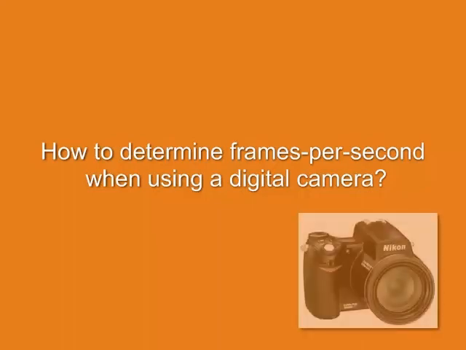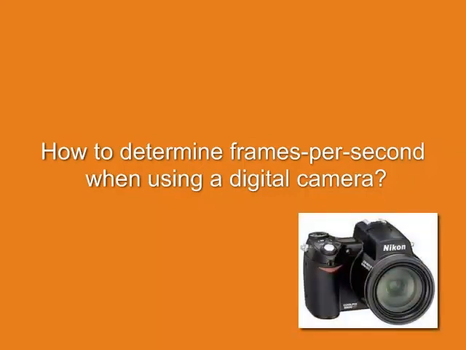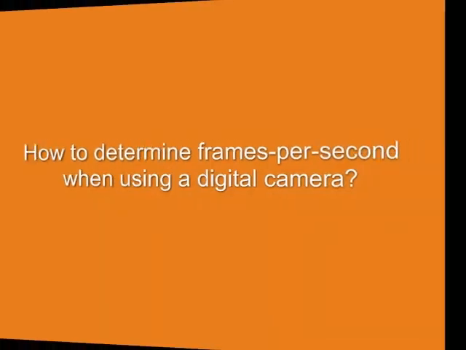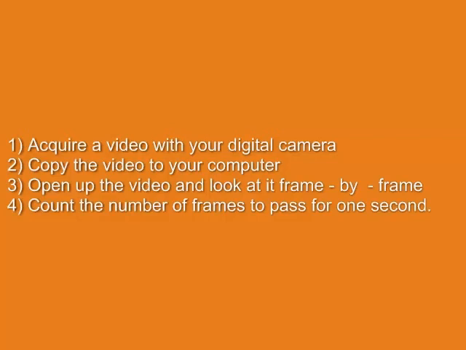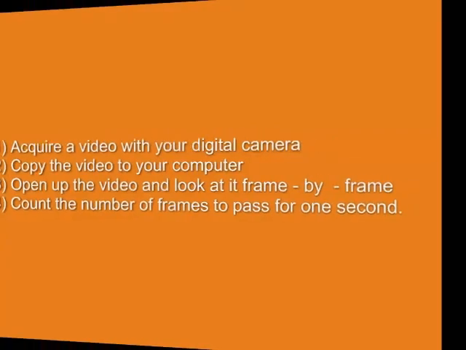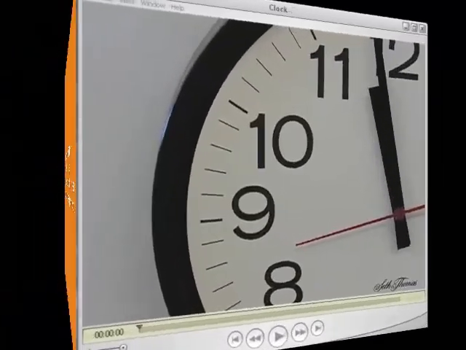This video will tell us a little bit about how to determine the frames per second when using a digital camera, or your phone for that matter. So what you want to do typically is to record digitally a clock or something with a second hand, or even a digital clock. So you acquire the video with your camera or with your phone. You bring it down to the computer, and then you look at it frame by frame.